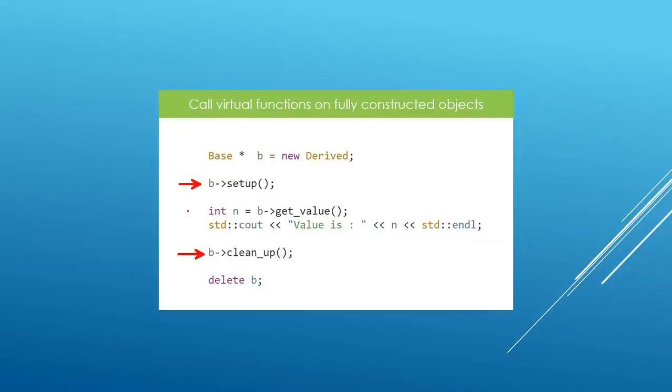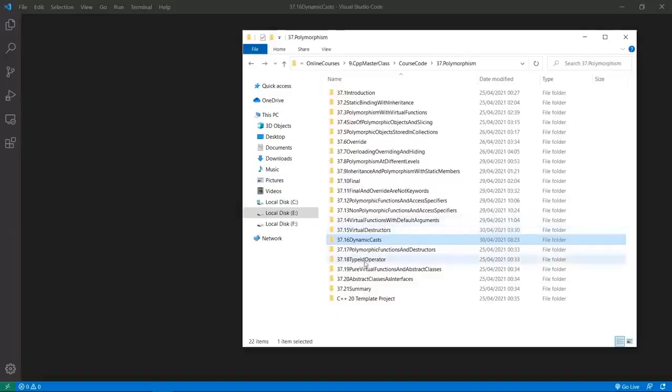Now that you know this, we're going to head over to Visual Studio Code and play with this a little more. Here we are in our working folder. The current project is polymorphic functions and destructors.